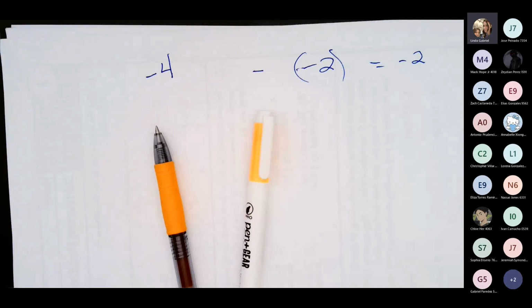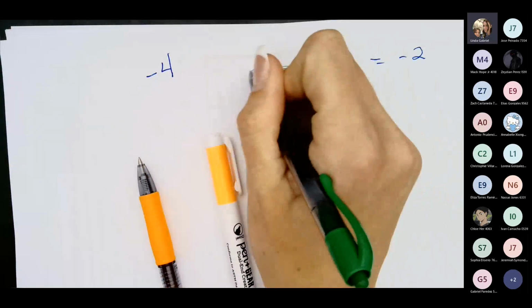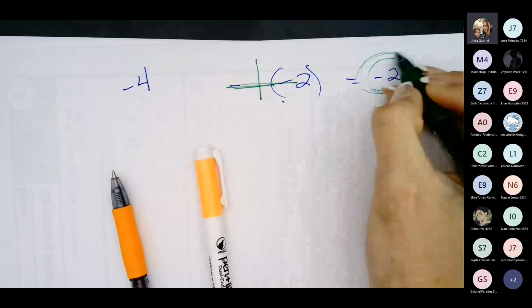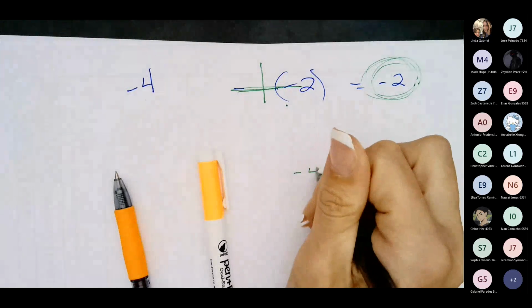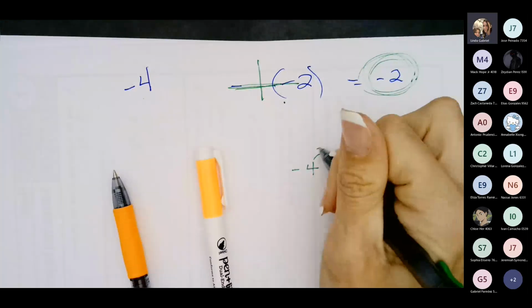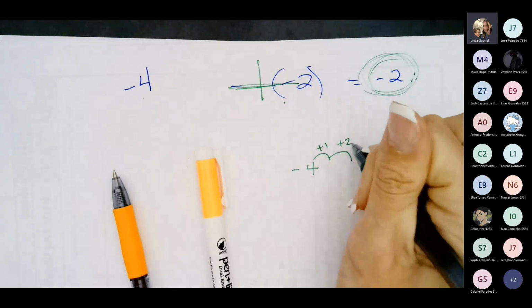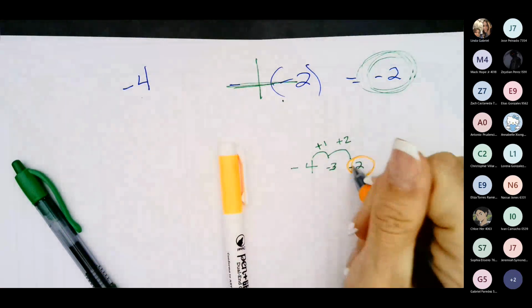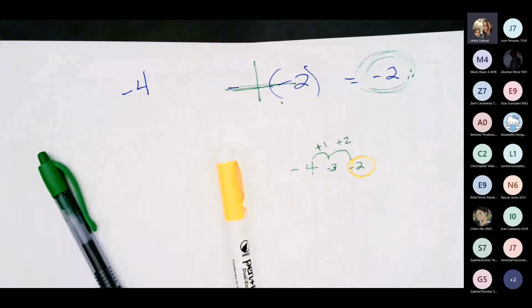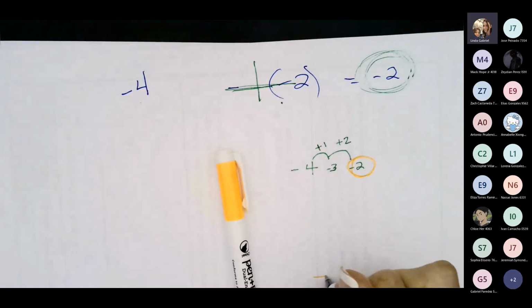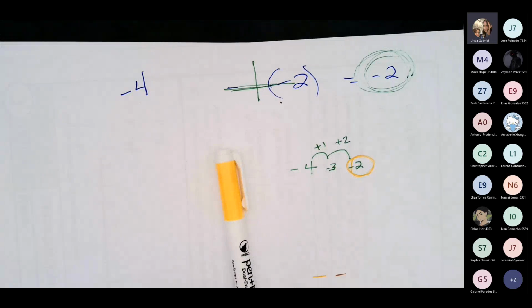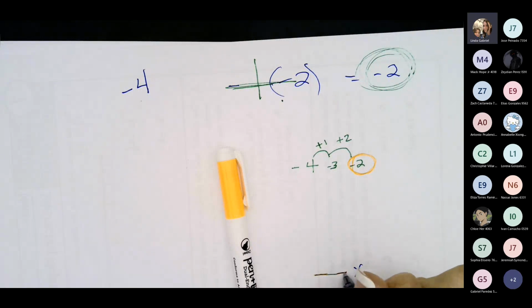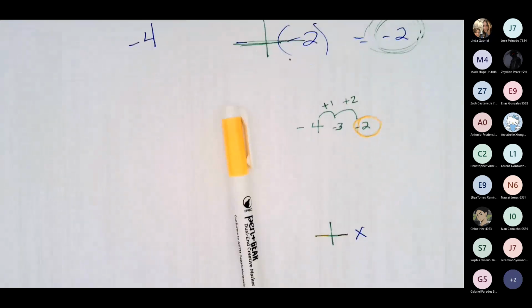So if I am thinking about this the math way, I can look at this as negative 4 plus 2. That would give me negative 2, right? And that's a lot easier, right? So if I have 2 negatives, meaning I have a minus and a negative number, I can turn that into a plus, right? I do that.